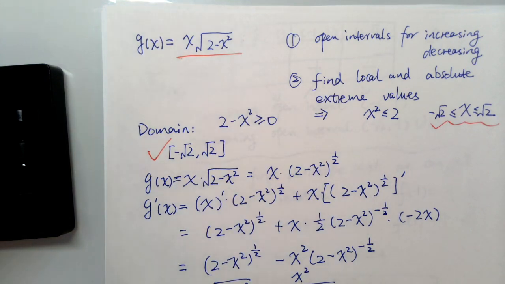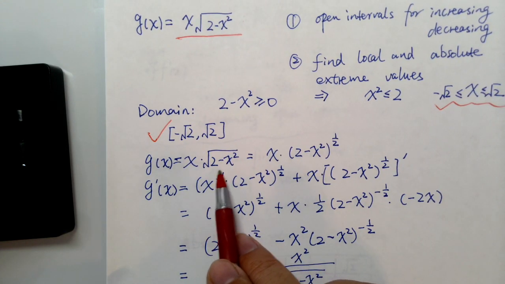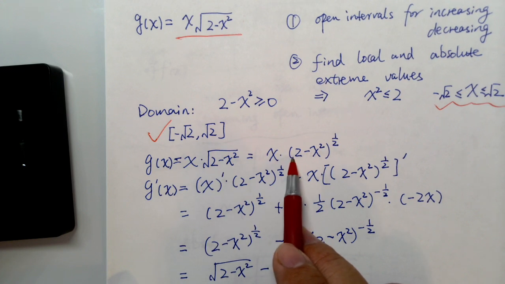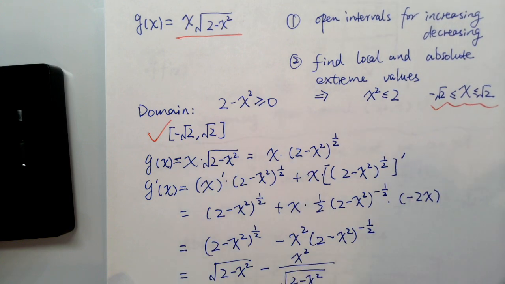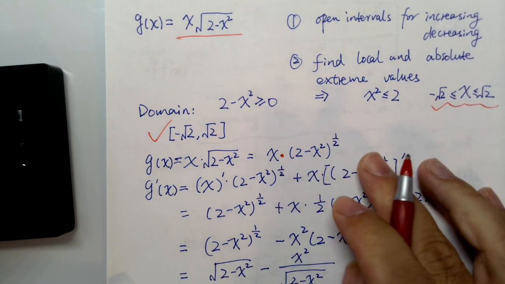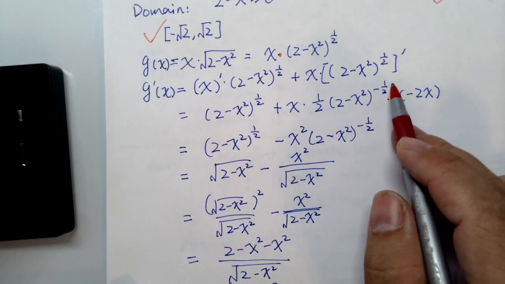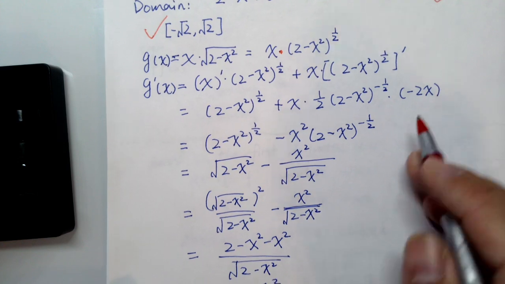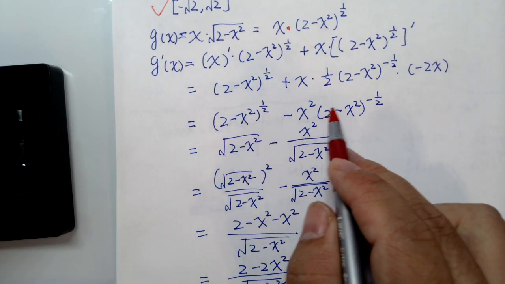This is the playground, right? So you'll play this problem. Make sure that you got this part correct. After that, I rewrite my function into exponent format and take the derivative. Of course, you apply the product rule first, and then the chain rule for this part. After the simplification, this is what you got here.